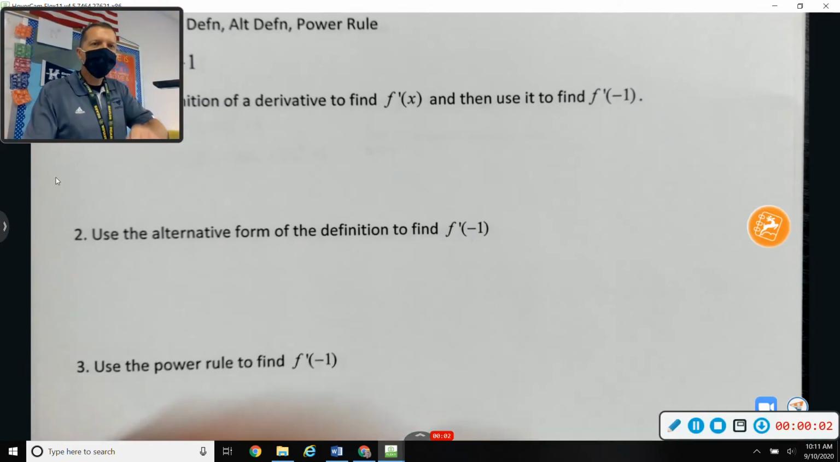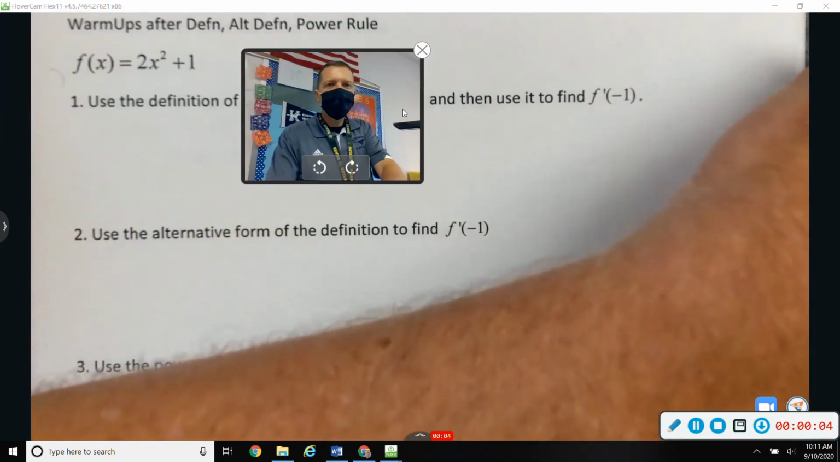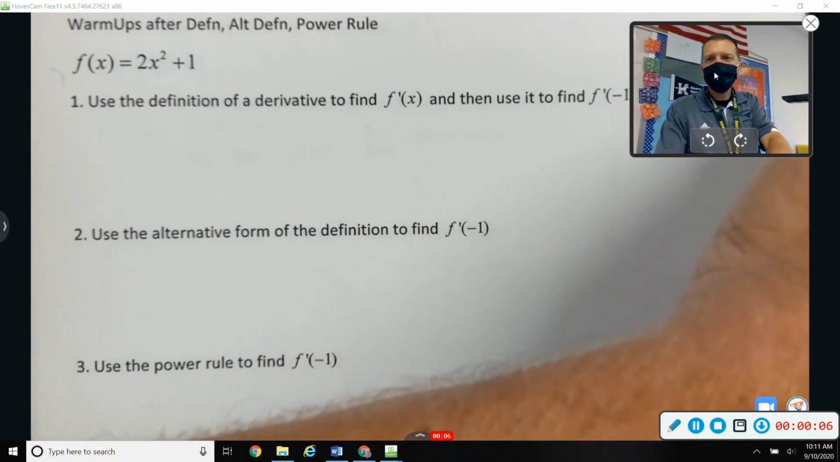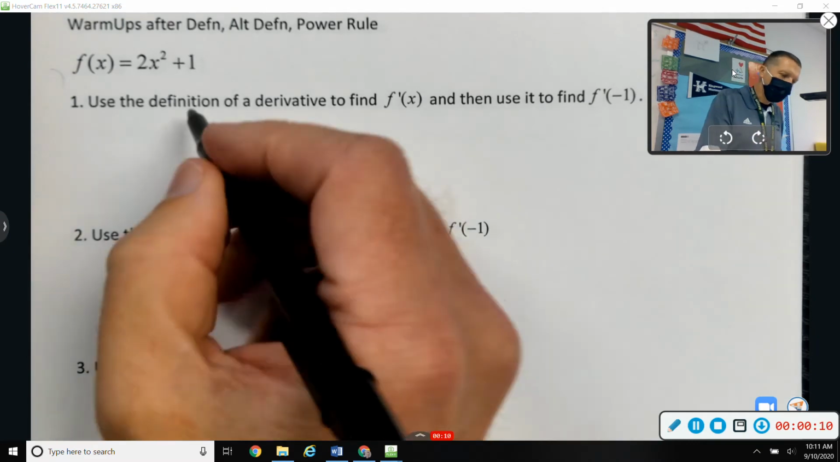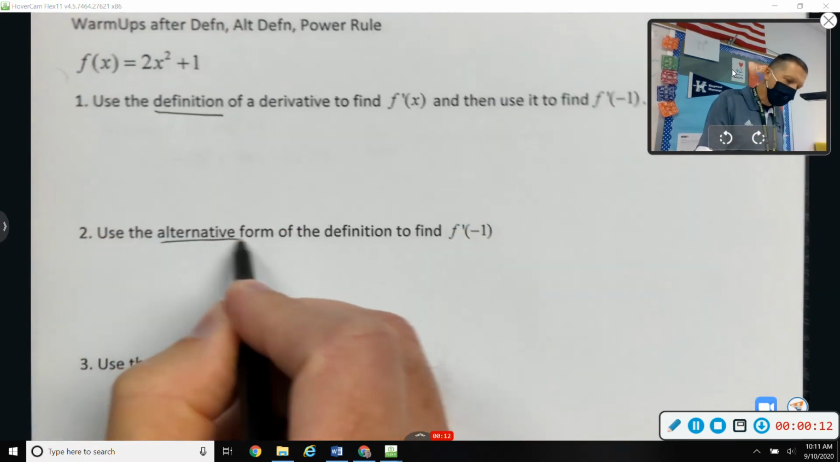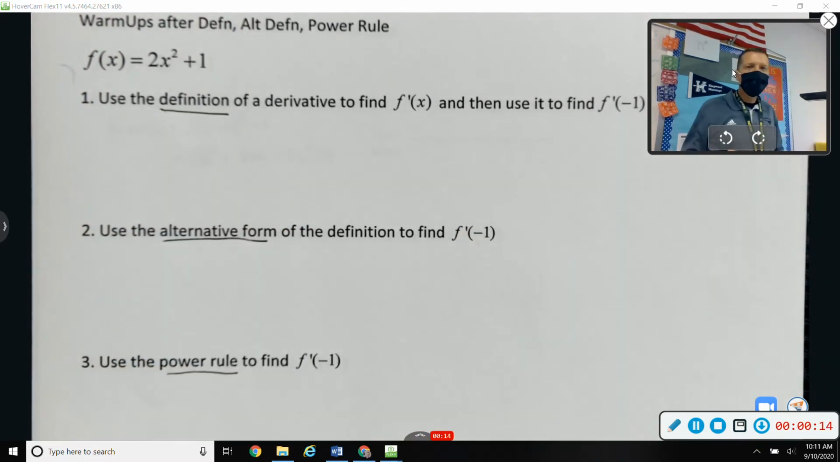All right, some warm-ups today. Didn't get a chance to do these in class, so hopefully everybody's watching this at home. Just want to show the difference between the definition, the alternative form of the definition, and the power rule, but on the same function at the same point, and so we should get the same result 3 different ways. So it's a complete review, recap of what we've already done, but hopefully just seeing the 3 different ones all arriving at the same answer, maybe clarifying.